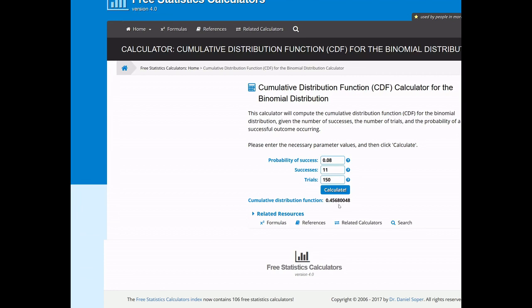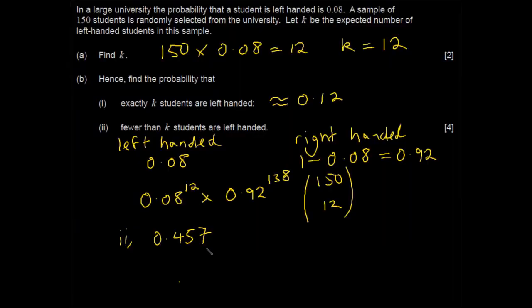The way this calculation is done is like I've done it on the spreadsheet, just to show you where that comes from. So I've got the same answer, 0.456 or 0.457. This answer here.